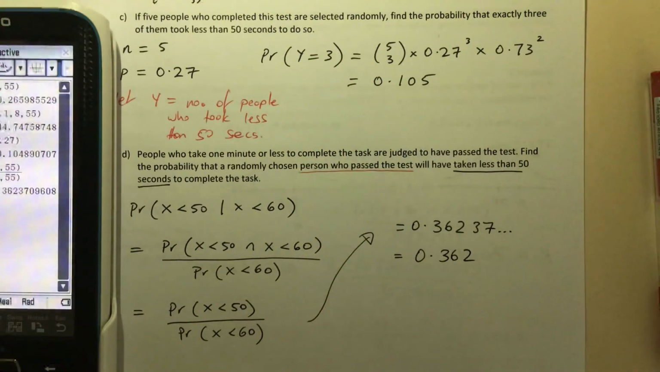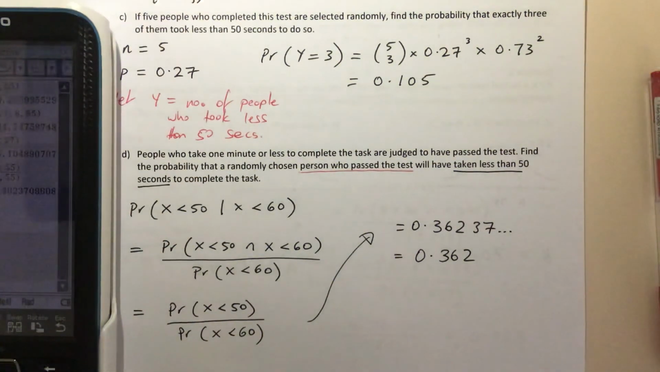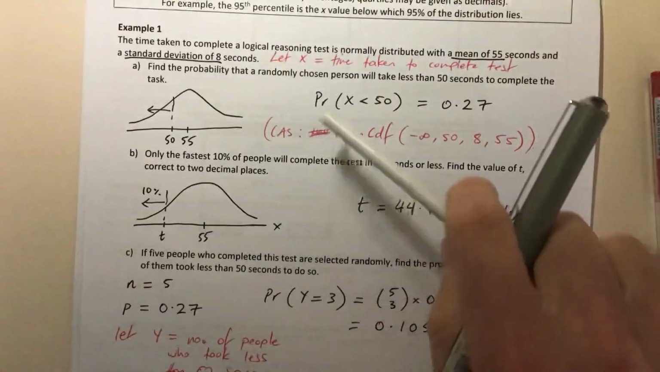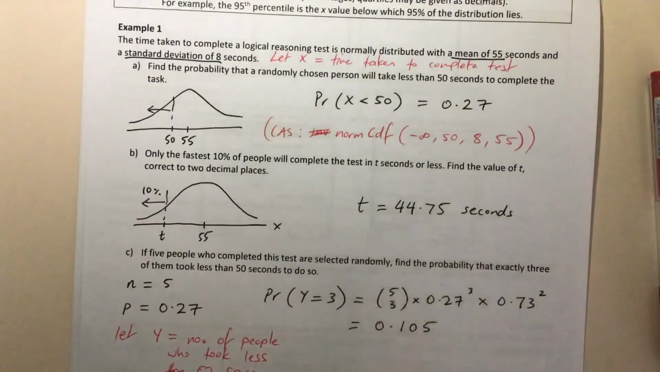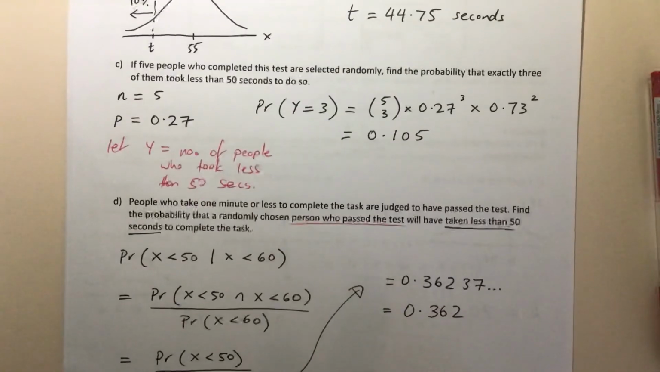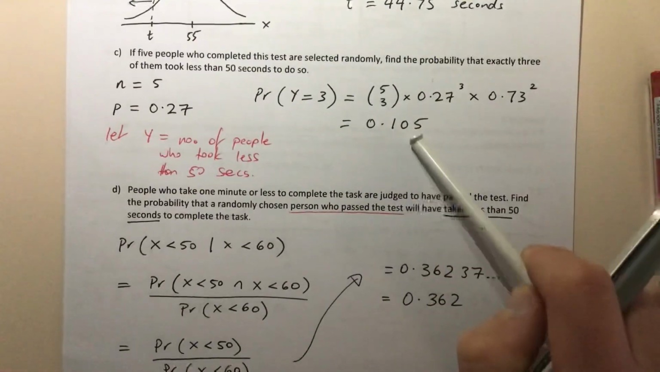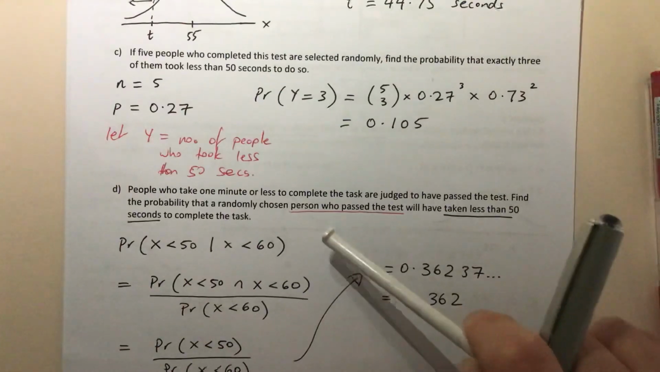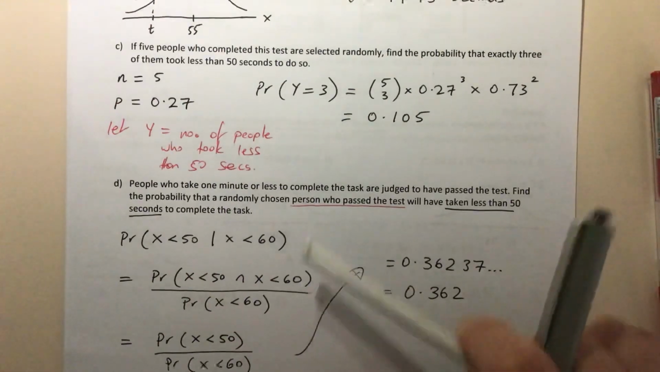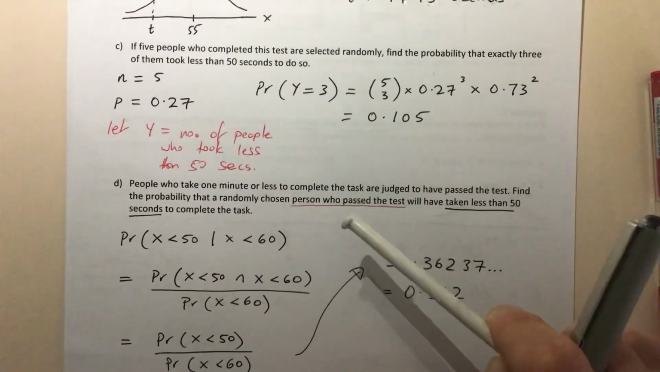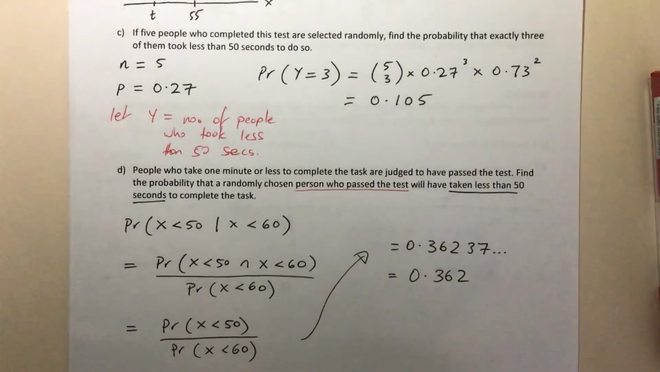Okay, so a good extended response question to have a look at there, because it started out as a more typical calculated probability, then use inverse norm CDF. But in part C, we got to practice one that became a binomial question, and then in part D, one that became a conditional probability question. And that's a really common trick that examiners will throw at you in these extended response questions.